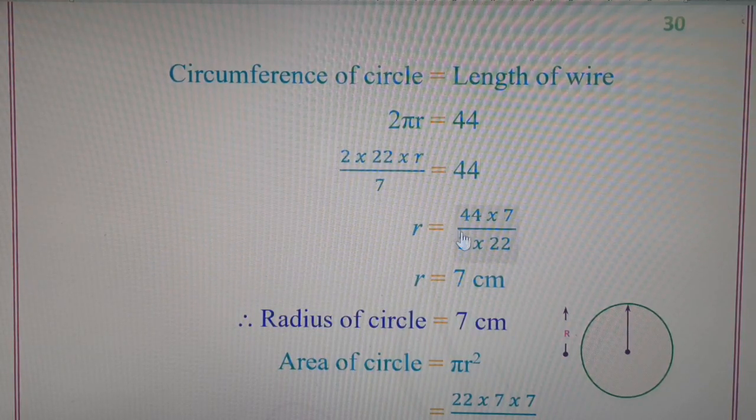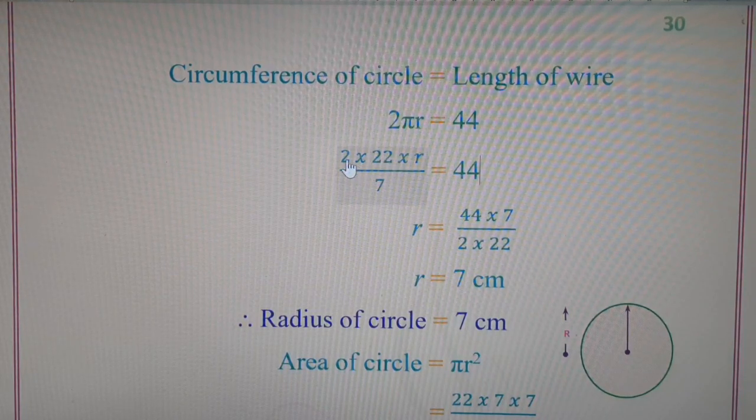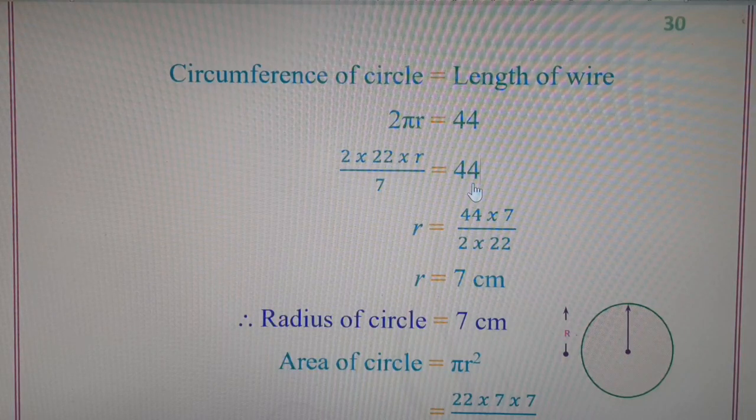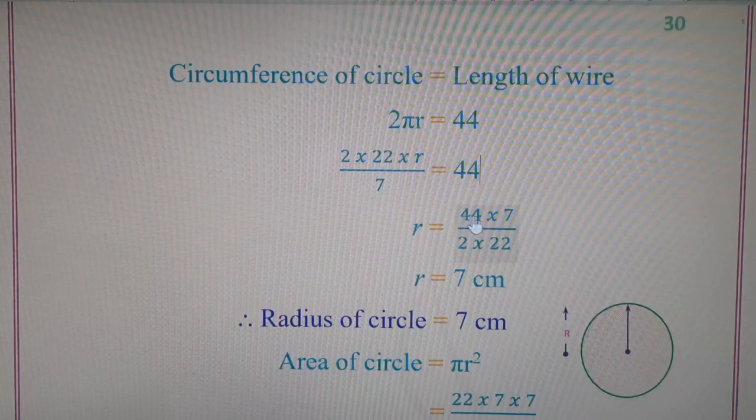So 2 will go in the denominator, 22 will go in the denominator, because here on the left hand side it was in the numerator. So 2 and 22 will go in the denominator, and we'll write 44 into 7 whole upon 2 into 22, and the radius r will keep alone. So in the next step we'll get r is equal to 44 into 7 upon 2 into 22.